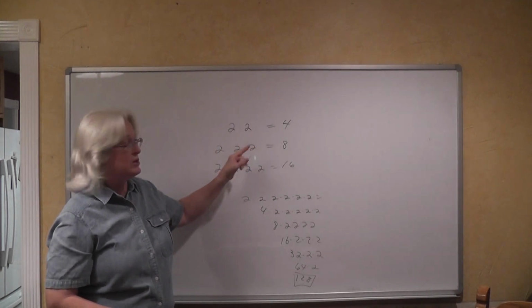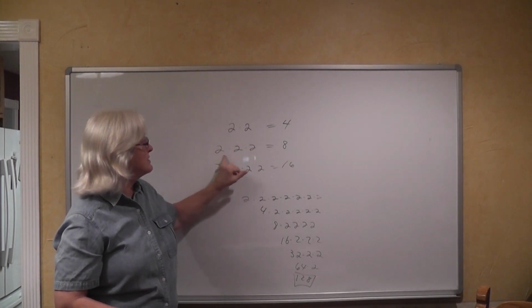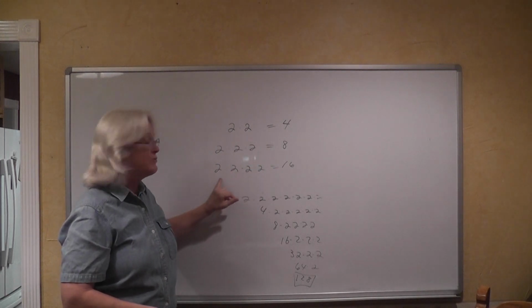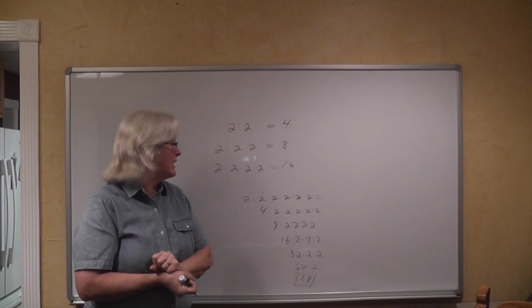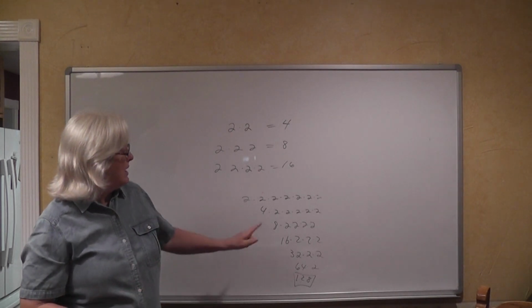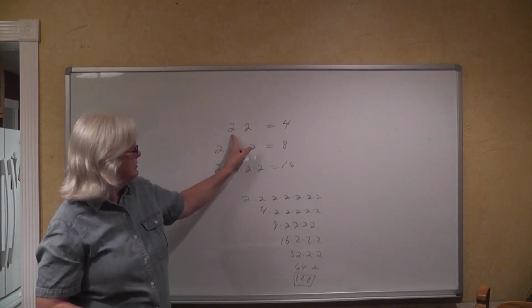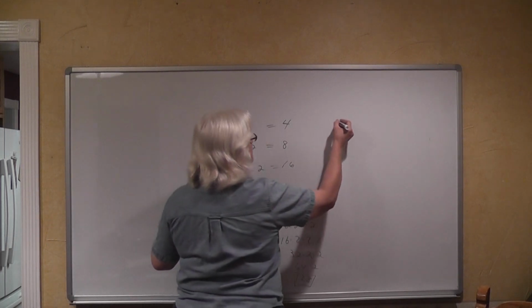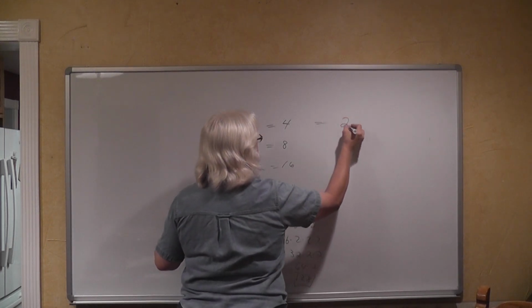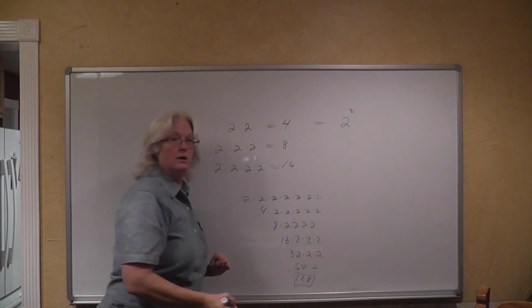This is multiplication, and what do you notice here? We're using the same factor over and over and over again. Factors are those numbers, remember, that you multiply together. How many times here did we use 2 as a factor? We used it twice. In exponential notation, we show it like that.